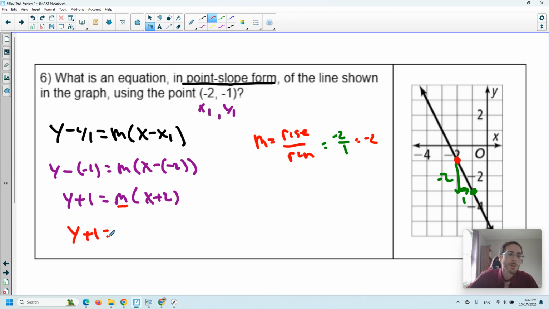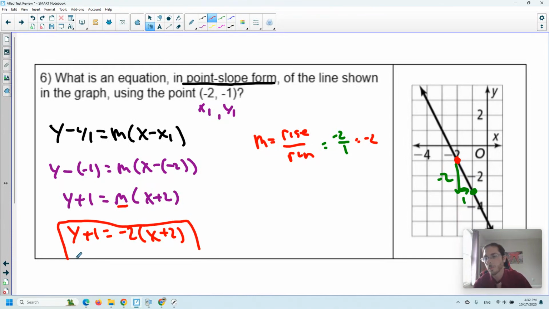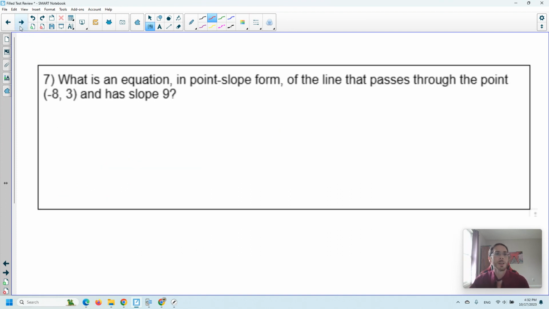So y plus 1 equals -2 times x plus 2. That's in point slope form, so we don't have to simplify it. We don't distribute the 2 through because we don't want to do intercept form. We just want point slope form. So there we go. That's it. Pretty nice.